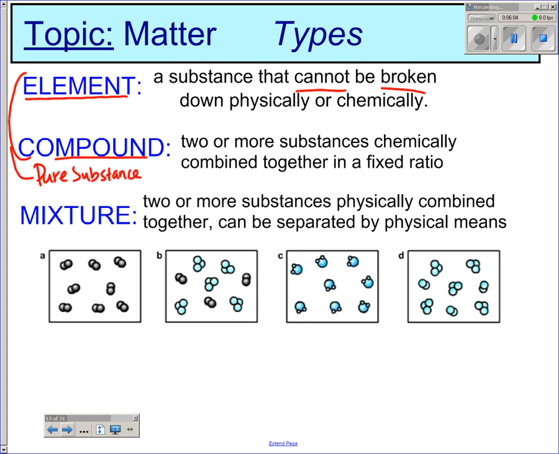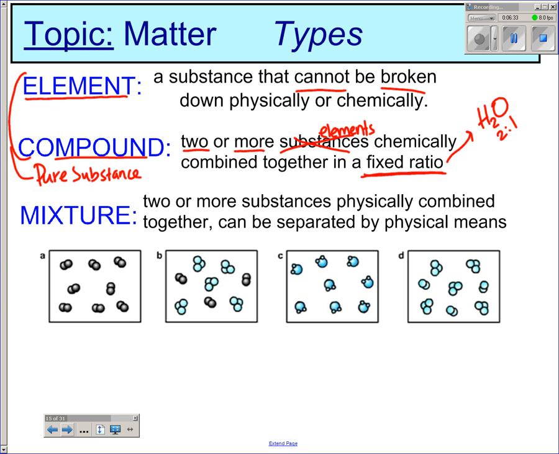A compound is going to be when two or more of these, and I think instead of substances, I'm going to change this, and we're going to say elements that are chemically combined together in a fixed ratio. So what we mean by fixed ratio, for example, is if we have H2O, H2O tells us that the ratio of hydrogen to oxygen is 2:1.